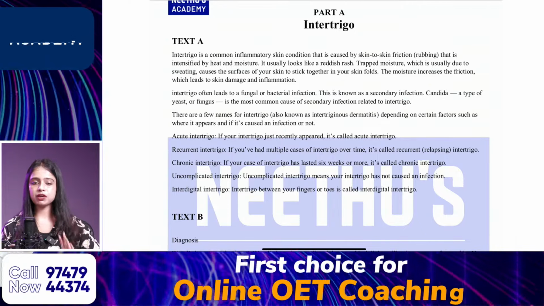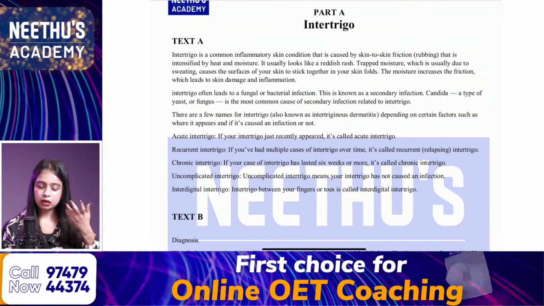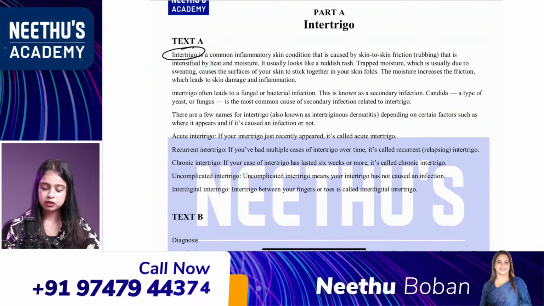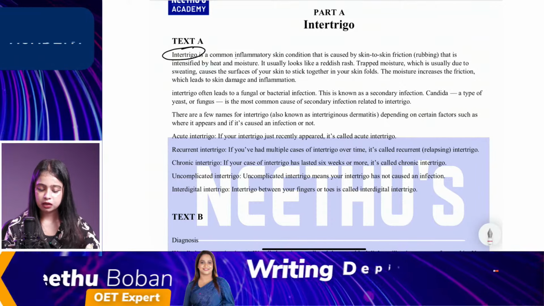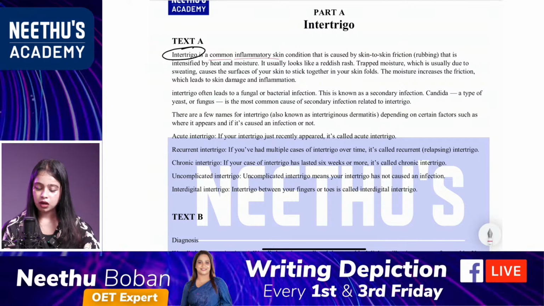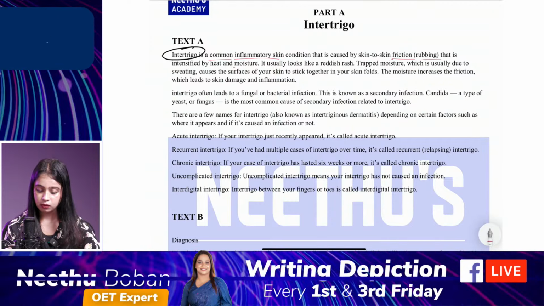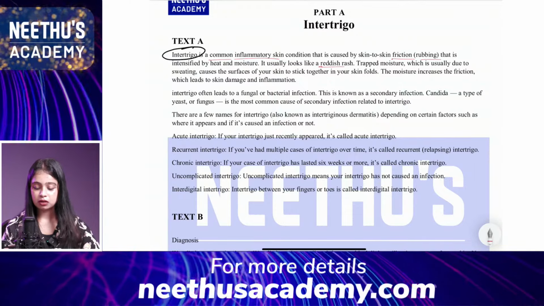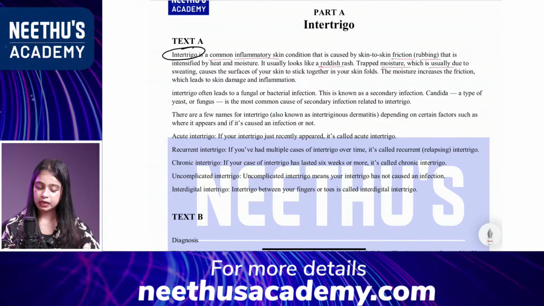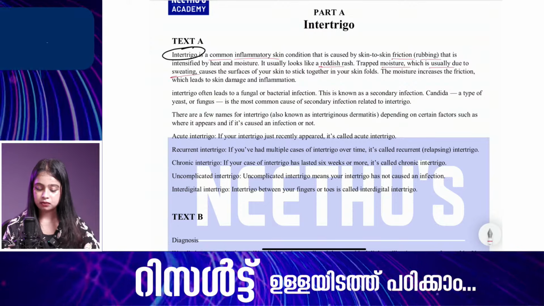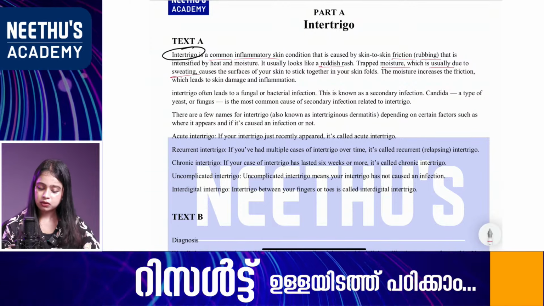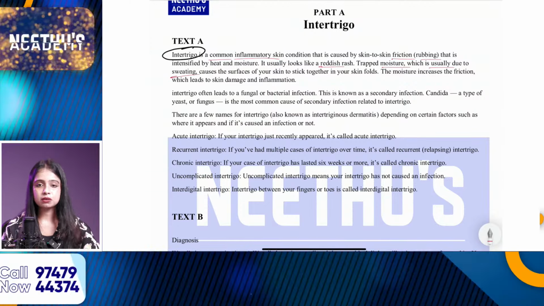So my keywords from the first paragraph: first of all, the name of the disease condition, then inflammatory, common, then friction, rubbing, reddish, moisture, usually sweating. So these are my keywords from the first paragraph.